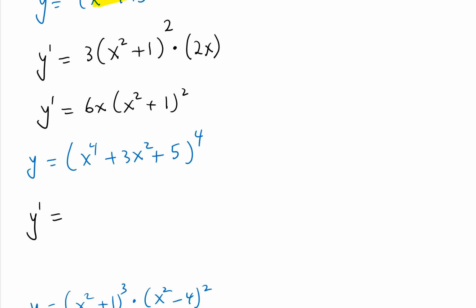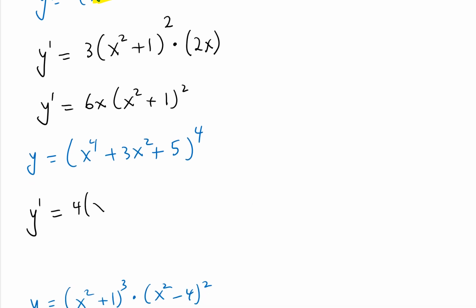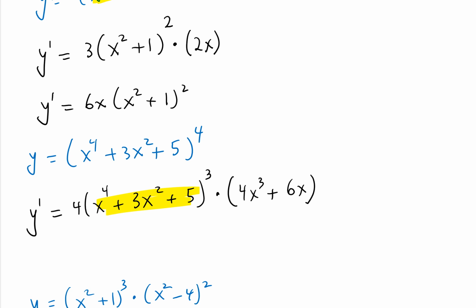We do the same thing for this one. Bring the 4 down, subtract 1 from the exponent, becomes 3, times the derivative of the highlighted part. What's the derivative of this? Derivative of x to the fourth is 4x cubed plus 6x plus 0. And you can just simply leave it like this.